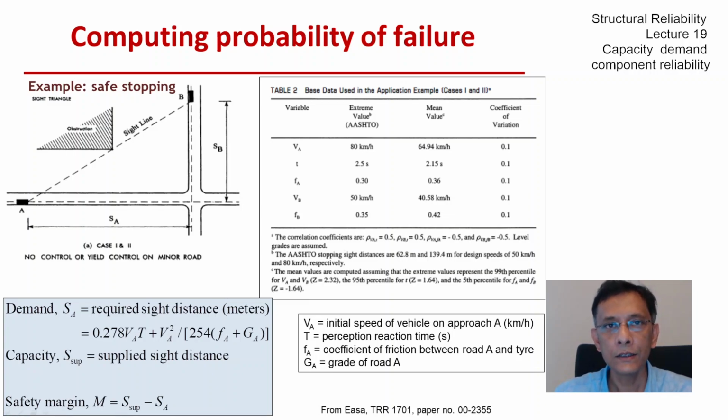We have already seen this problem when we discussed how to formulate a reliability problem. This involves design of an intersection from transportation engineering. So we have to make sure that the required side distance is less than the supplied side distance, but there are random variables involved. So let's solve this problem with some typical numerical values.